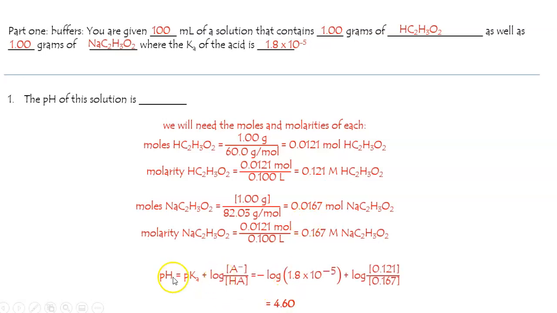There's the Henderson-Hasselbalch equation. The pKa is the negative log of the Ka, so we take the negative log of that number and we get 4.74. We add to that the log of the concentration of the conjugate base, which is the acetate, and we're just going to use molarities here: 0.121 moles per liter. And for the acetic acid, it's 0.167 moles per liter. Do note that you could use moles or molarity, you'd get the same number since the ratios are the same in either case. This stuff has a pH of 4.60.